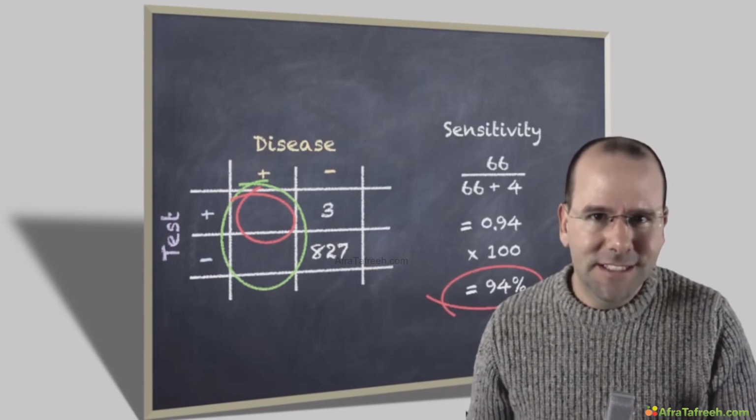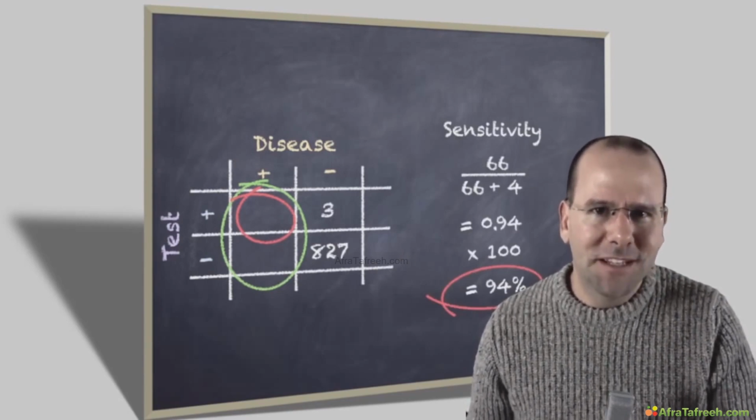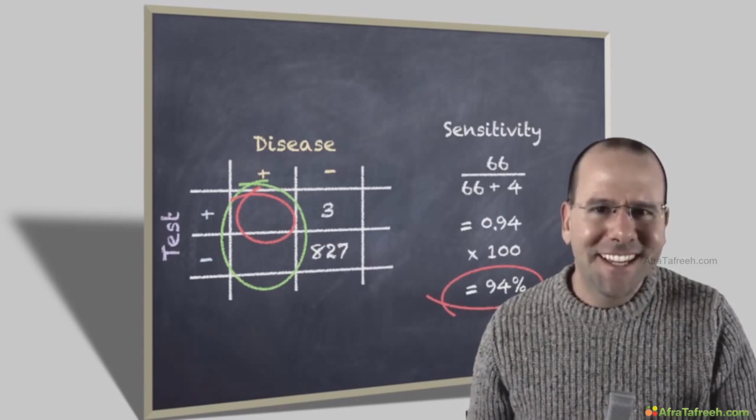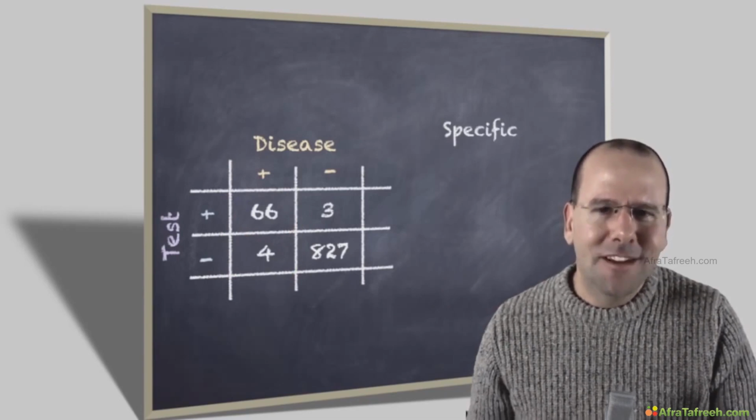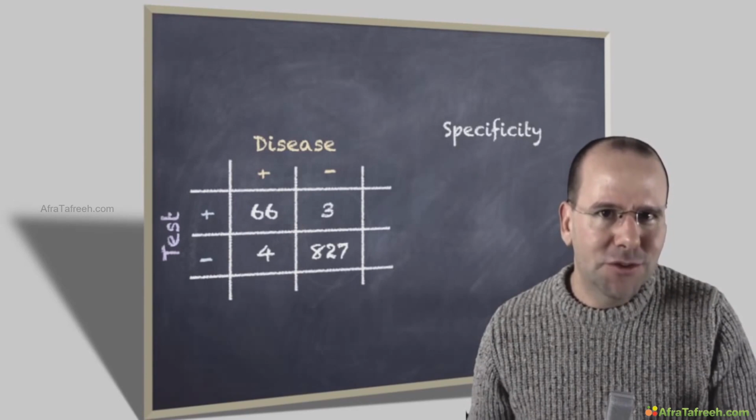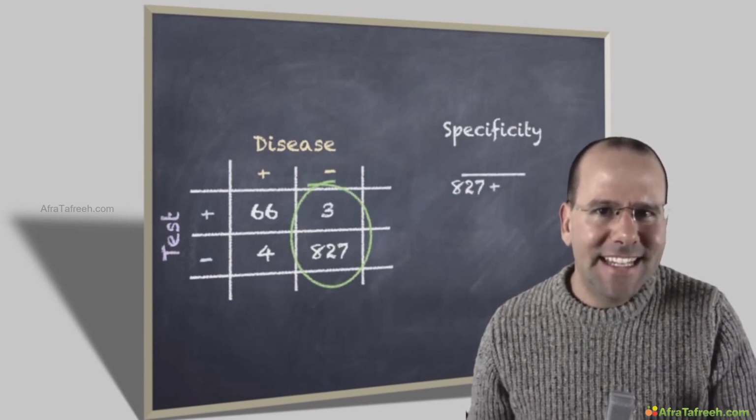So it's a fraction, 66 over 70 gives you 0.94. Times it by 100 and you've got 94%. The test will identify 94% of the people that actually have the disease. The next thing we're going to talk about is specificity. We're interested in the population of people who are actually negative. Those are the ones that are encircled in green. And we want to know what proportion of those people test negative.